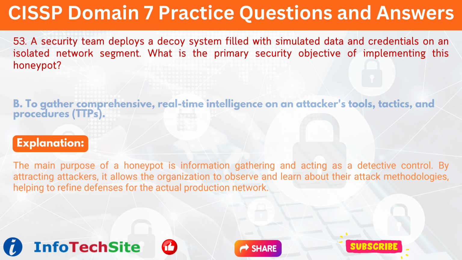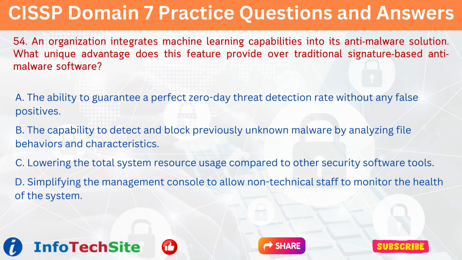The correct answer is B. To gather comprehensive, real-time intelligence on an attacker's tools, tactics, and procedures, TTPs. Explanation. The main purpose of a honeypot is information gathering and acting as a detective control. By attracting attackers, it allows the organization to observe and learn about their attack methodologies, helping to refine defenses for the actual production network.